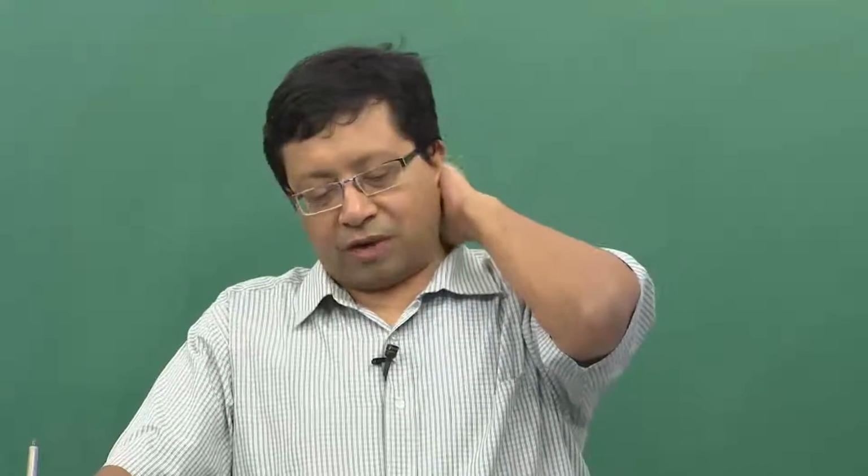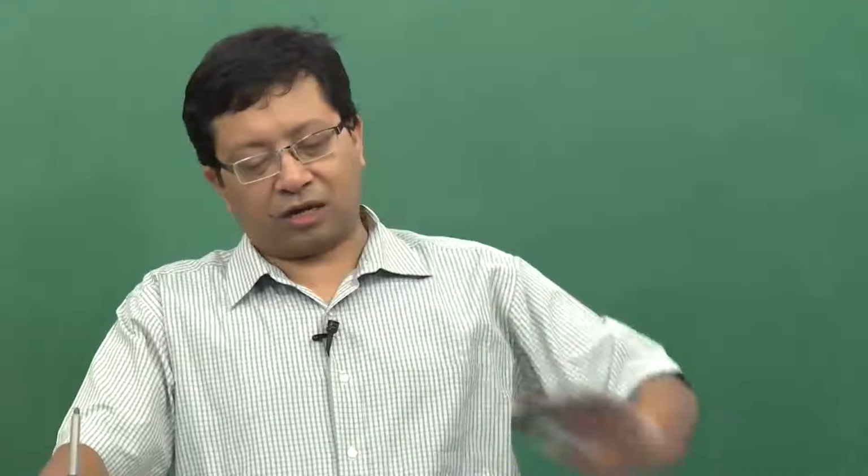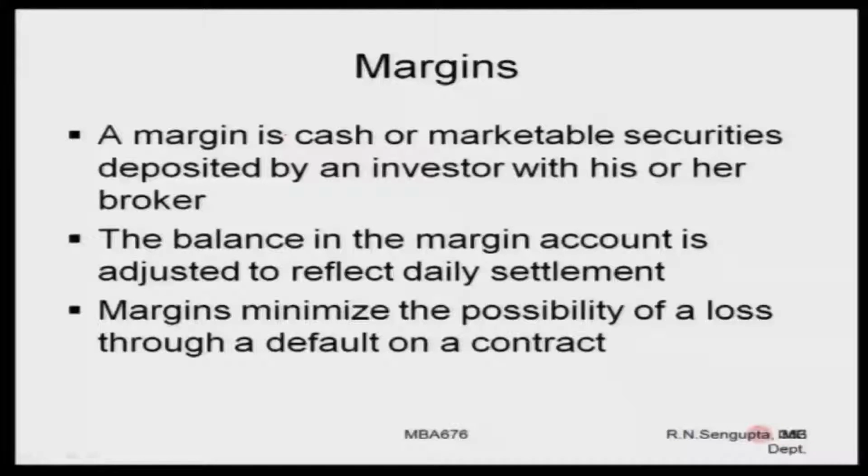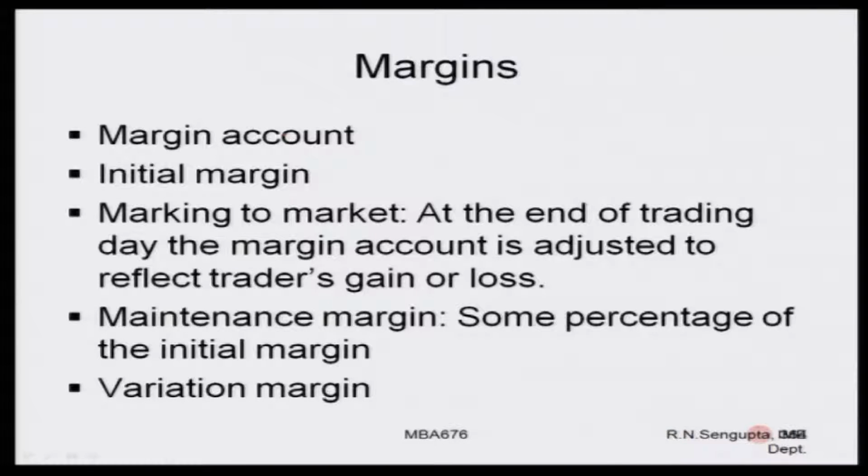So, basically a margin is cash or marketable securities deposited by an investor with his or her broker in order to mitigate the risk, and this is a type of collateral. The balance in the margin account is adjusted to reflect the daily prices. How? We will see that. And margins minimize the possibility of a loss through default of a contract which may happen by a particular person. So, for margin accounts, there would be an initial margin.